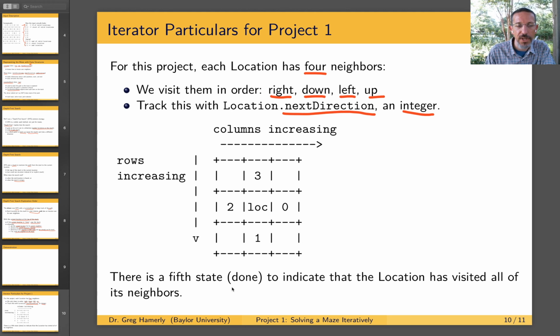There's also a 5th state called done, as we've talked about. And the columns are increasing this way, and the rows are increasing this way, okay? So if we think about right, that's the 0th, down, that's the 1st, left, and up. This is the order in which we would visit the neighbors of this location called loc, okay?